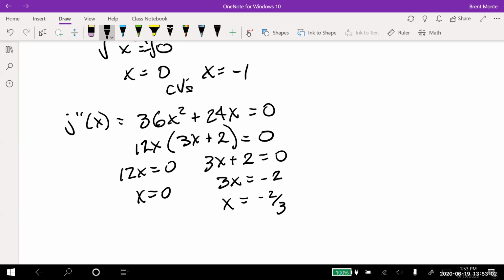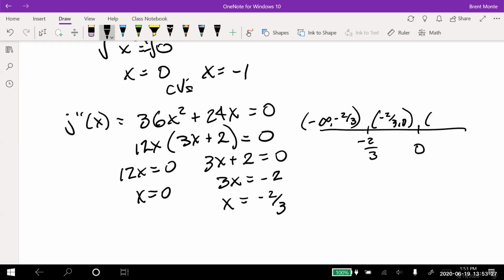Again, I have two critical values. They're critical values for the second derivative. They may be where we change concavity is what they're going to represent. So I have to put them in here, negative 2/3 and 0. And I look to the left, negative infinity to negative 2/3. I look in between this time, since I have two of them, negative 2/3 to 0. And I look to the right, 0 to infinity. And I'll test a number in each of those intervals.